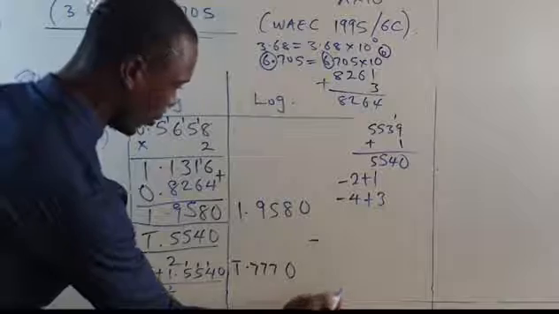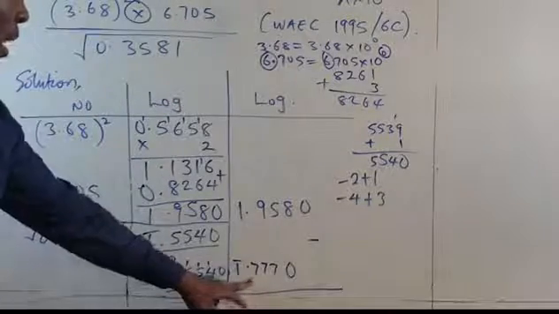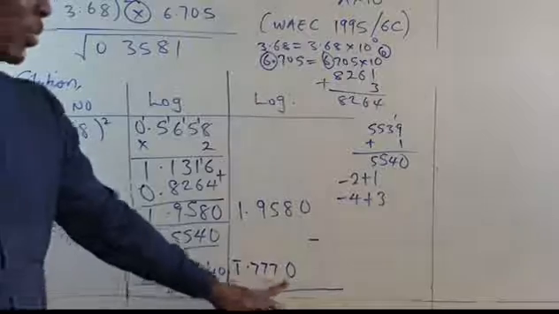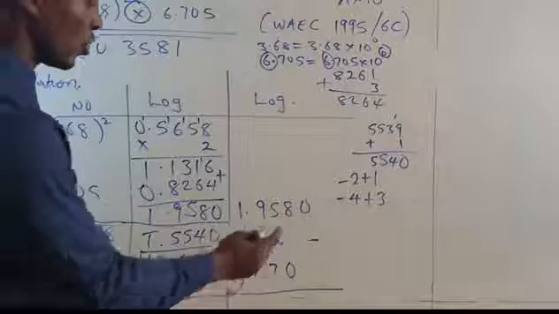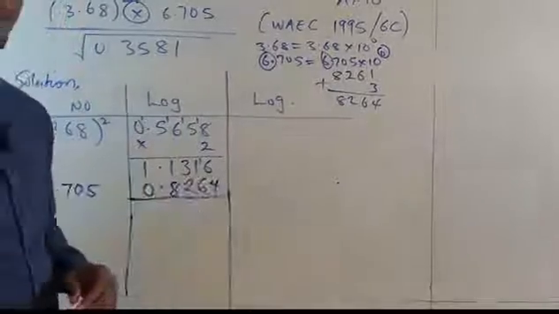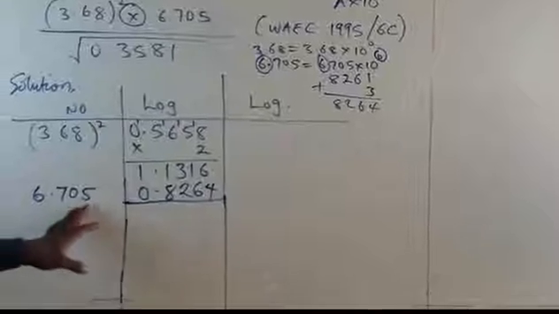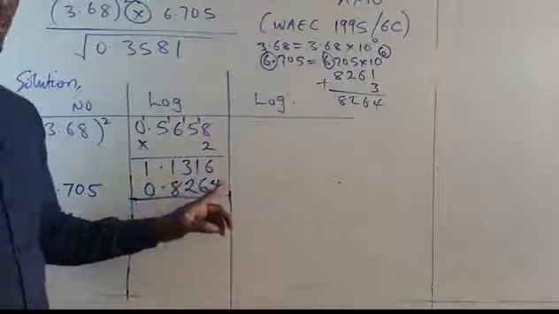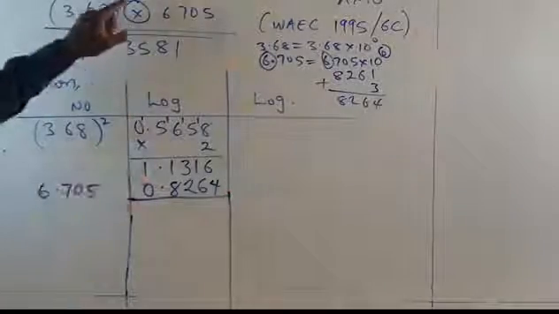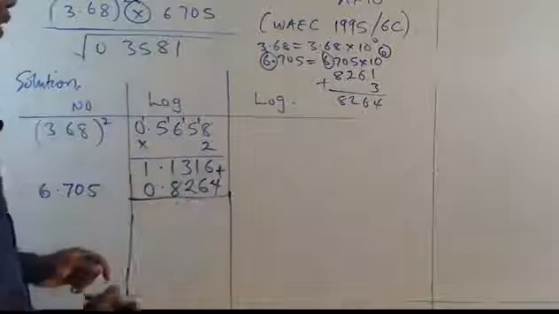So we are going to subtract 1.770 from 1.9580. So 0 minus 0. So the log of 6.705 is 0.8264. Because of the multiplication here, we are going to add the two answers together.